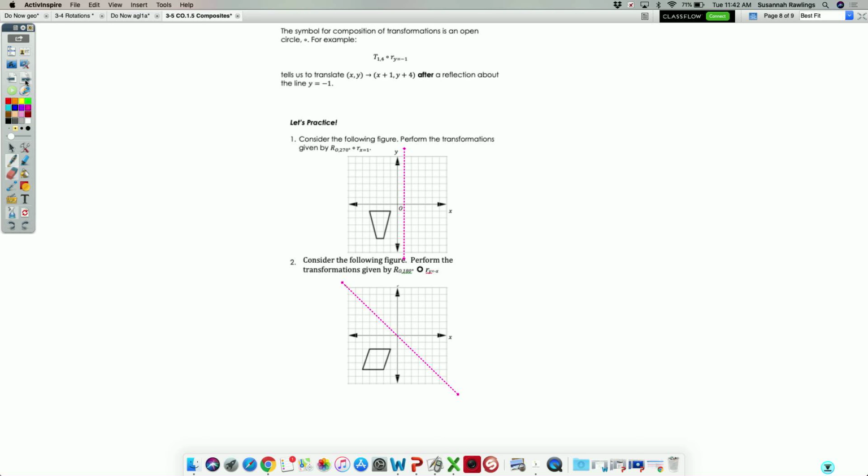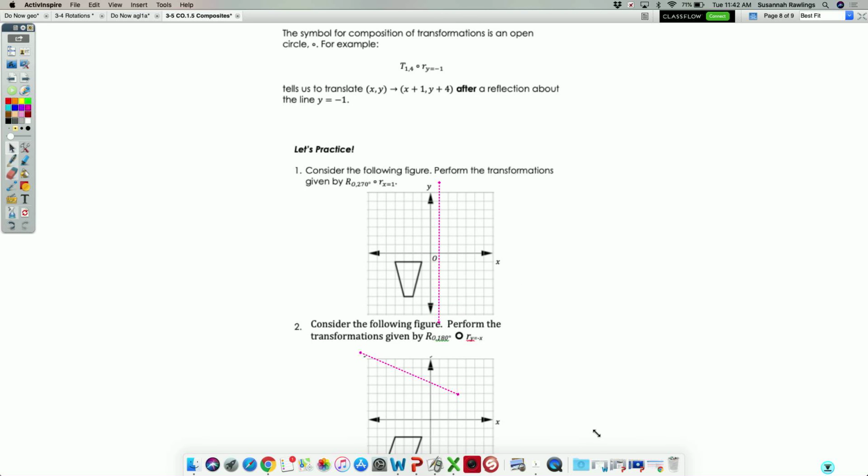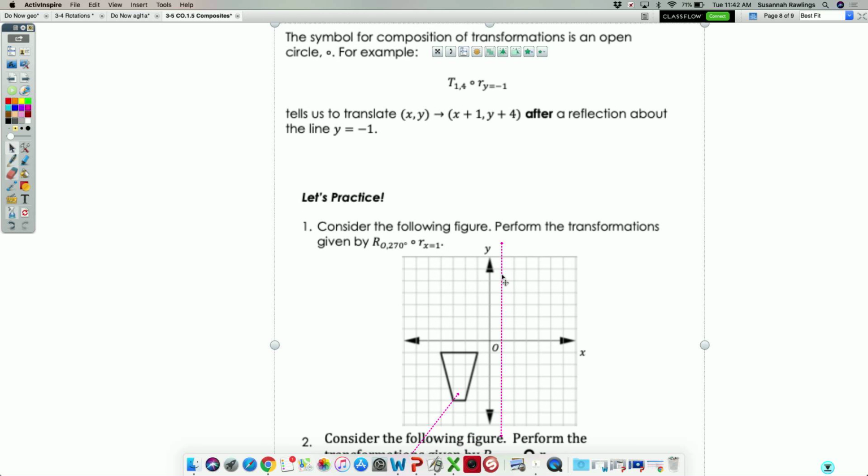Up top, I'm gonna make this bigger. Up top is how we read these. Alright, so the symbol for composition is going to be that little open circle. Sometimes you'll see two of them put together with that little circle. That just means this is my first one, and that is my second one.